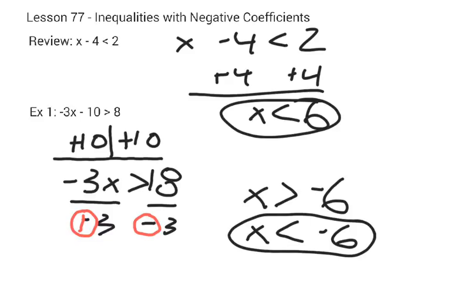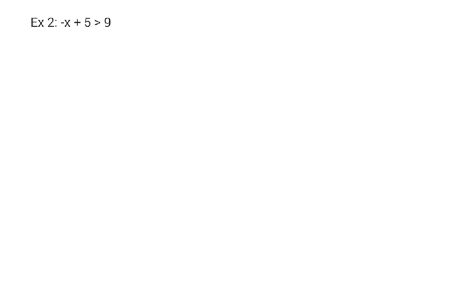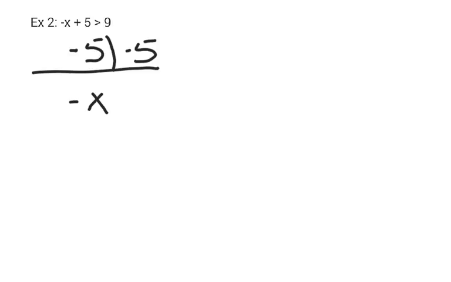We'll take a look at some more problems here. Example 2, we got negative x plus 5 is greater than 9. So again, we're going to start by subtracting 5 from both sides. Vertical line underneath that inequality symbol. And on the left-hand side, I got negative x is greater than 4.